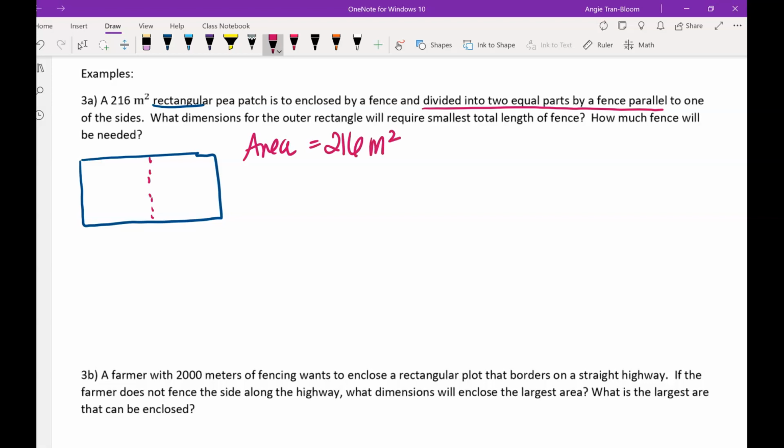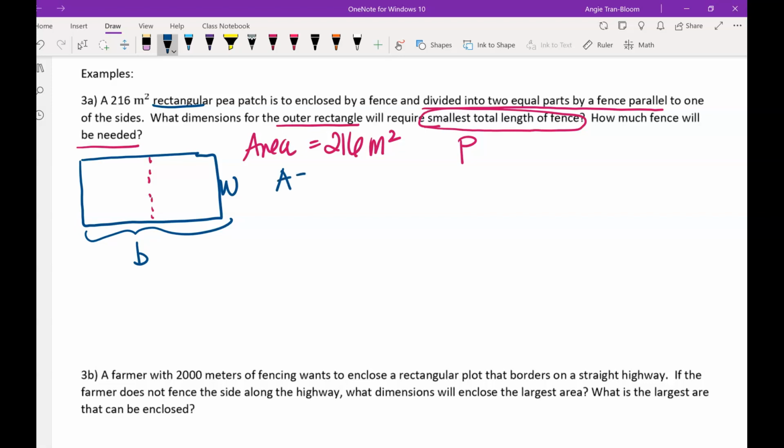Okay, what dimensions for the outer rectangle will be required for the smallest total length of fence? How much fence will be needed? So I'm looking for the smallest fence here. So fence meaning I'm gonna have a perimeter, so I would need to go in and label some things, right? I'm gonna call the base B. I'm gonna call the height, or base and length and width. However, let's do width.